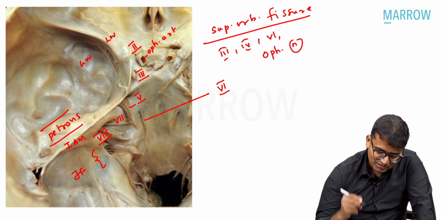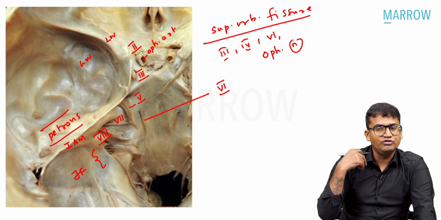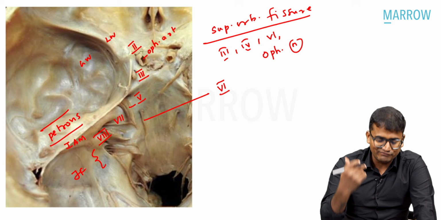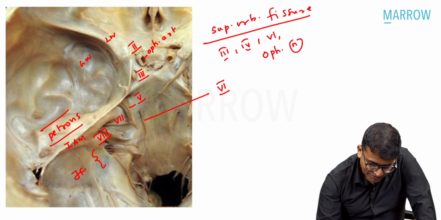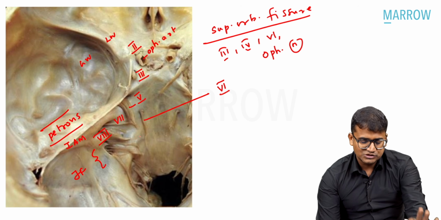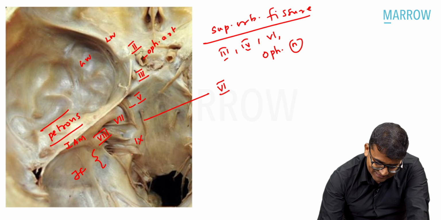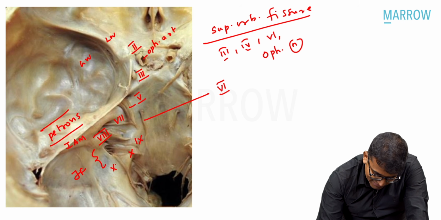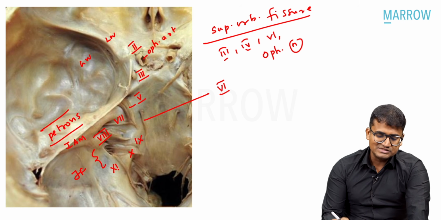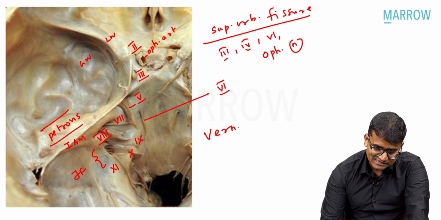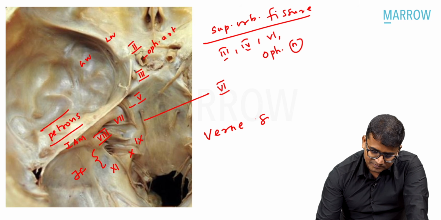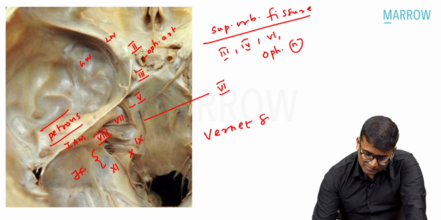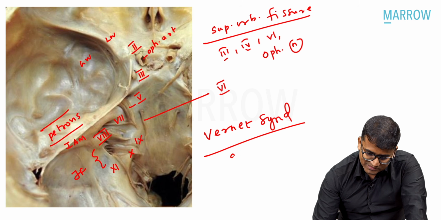foramen. The jugular foramen is present at the junction of the temporal bone and the occiput bone. Three nerves pass inside the jugular foramen: the 9th nerve, 10th nerve and the 11th nerve. So jugular foramen syndrome is also known as Vernet syndrome, which involves the 9th nerve, 10th nerve and the 11th nerve.